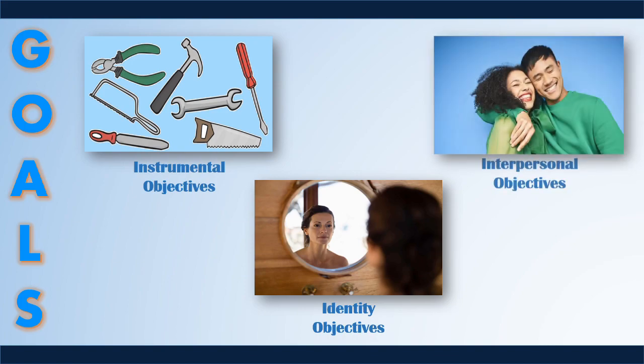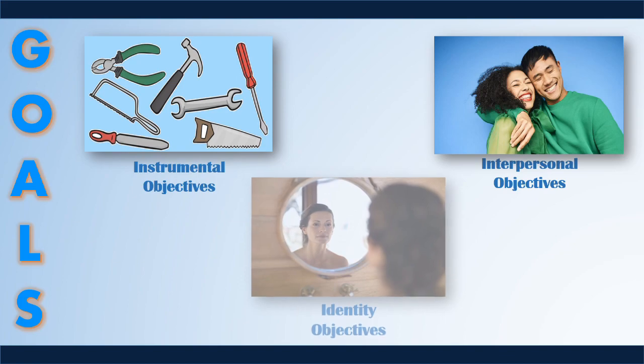The next is interpersonal objectives, where the goal of the communication involves the establishment or maintenance of a relationship with others. So if you're talking with your partner about how your recent communication with them has affected your mental health and by extension your relational satisfaction with them, the main goal would be considered an interpersonal objective.